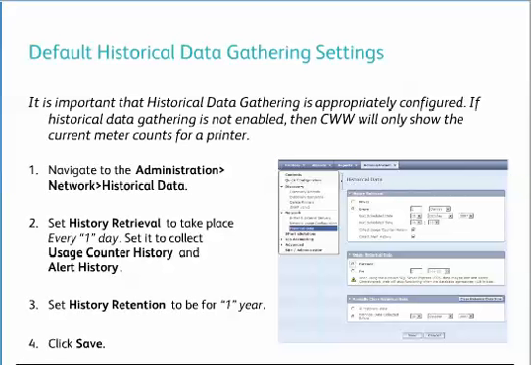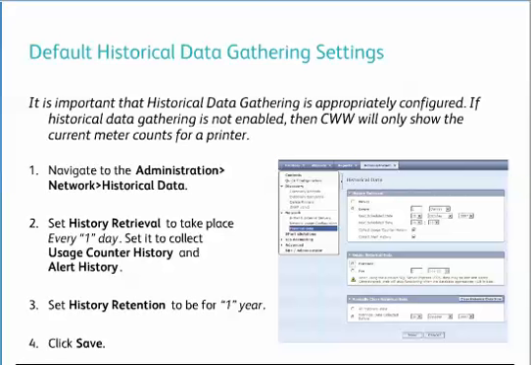So on this screen, we set up the default historical data gathering. Different settings can be configured for different groups, but typically the default setting is used on the All group, and unique settings are not configured for other groups. First, navigate to Administration, then Network, then Historical Data.